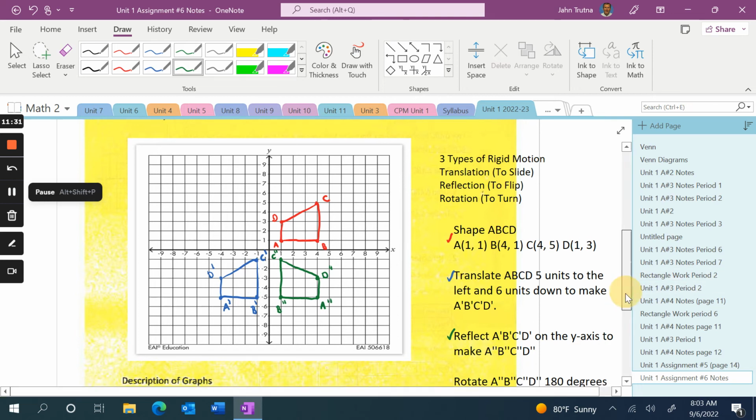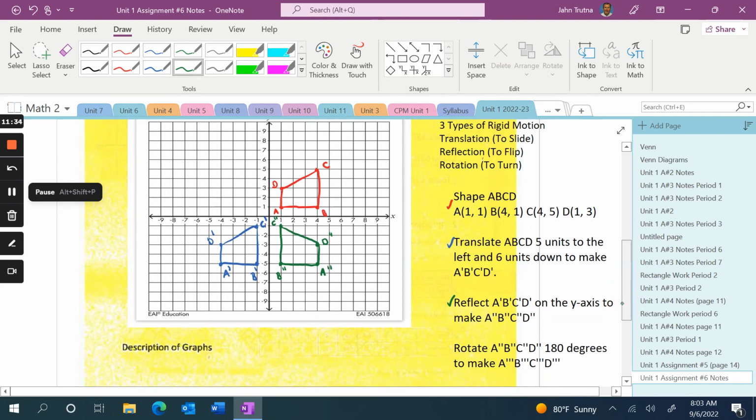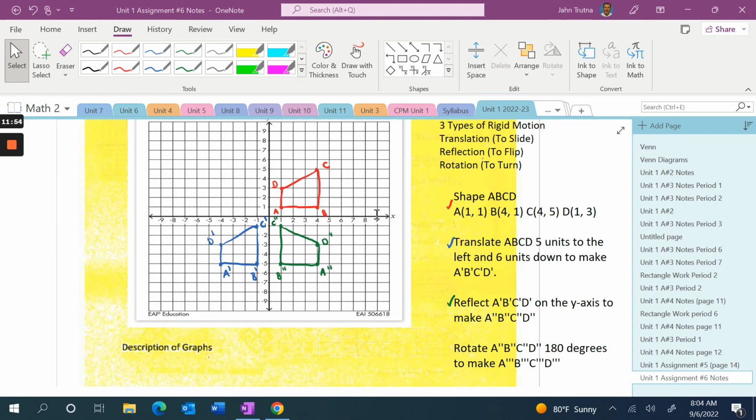All right, now we're going to go to the last step. The last step is we're going to take the green shape, A double prime, B double prime, C double prime, D double prime, and rotate it 180 degrees. We're going to make A triple prime, B triple prime, C triple prime, D triple prime when we rotate it 180 degrees. To rotate a shape, here is my suggestion. With your tracing paper, you already have this done, but you could do it with a new piece of tracing paper if you want to.